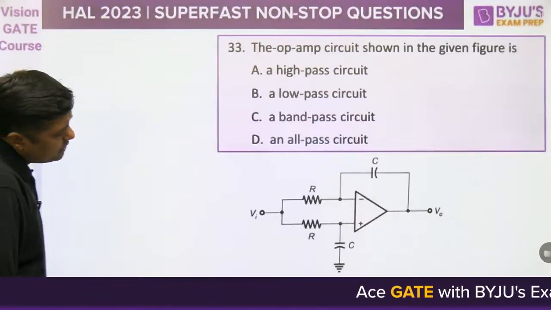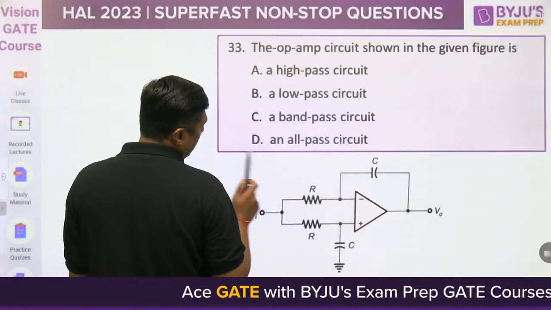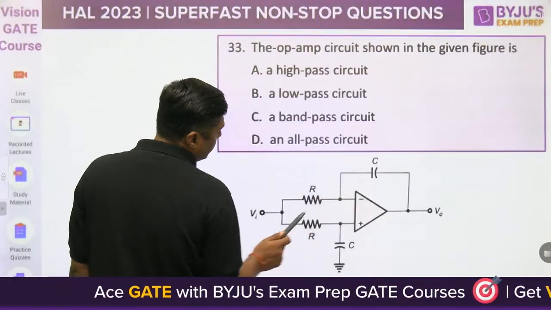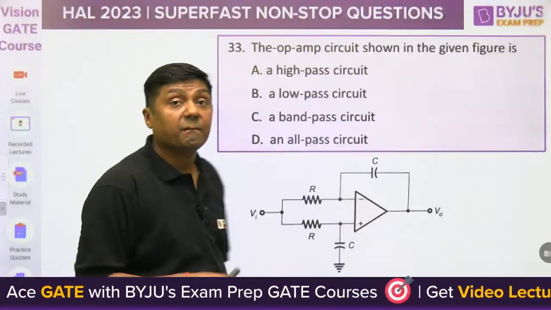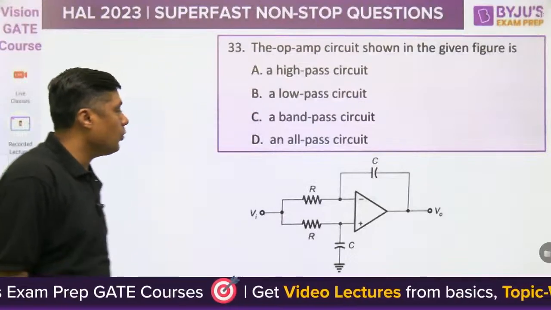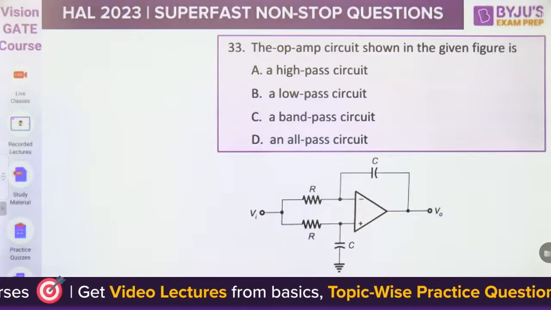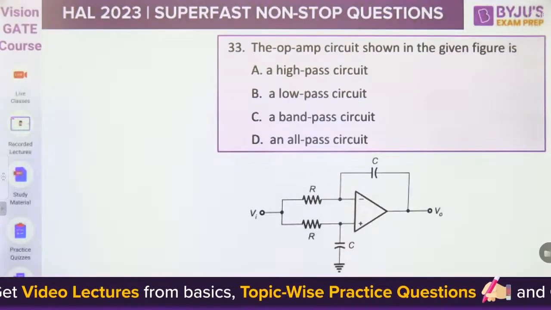If these two resistors are equal R, then it is what? All pass. Now if it is an RC circuit here, then what is this? So low pass filter. Yes. So my dear friend, it is actually a low pass filter.